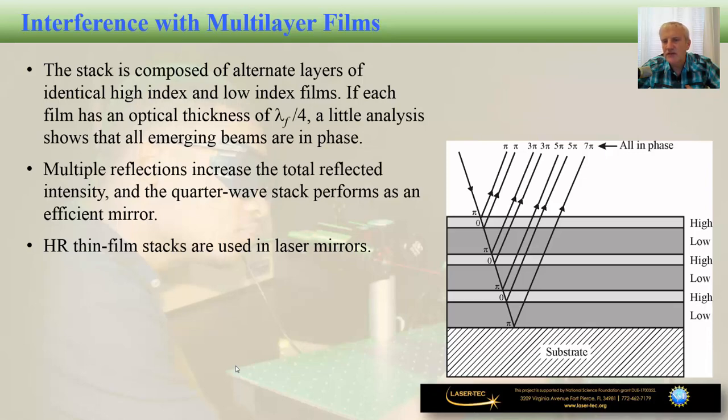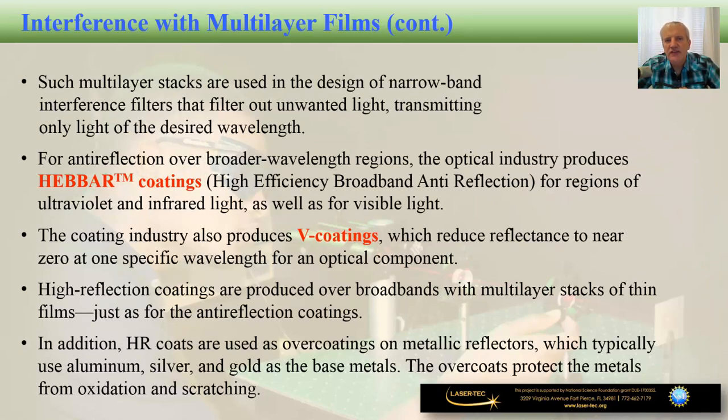So that's a profound difference between this type of multi-layer mirror used in lasers compared to a regular mirror with a silver coating on the back that's very often reflective for a very wide range of wavelengths. So again, multi-layer films act as high reflectivity surfaces for a single wavelength, where the thickness of these layers is adjusted to a quarter of the wavelength of that specific light that this multi-layer coating has to reflect. These multi-layer stacks are also used in the design of narrow band interference filters that filter out unwanted light, transmitting only light of a desired wavelength.